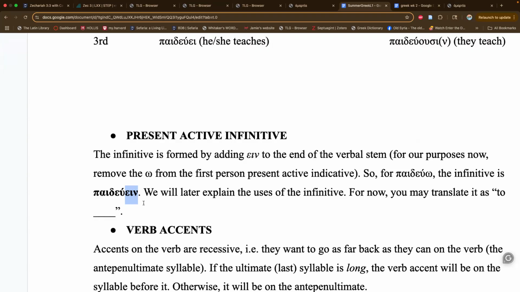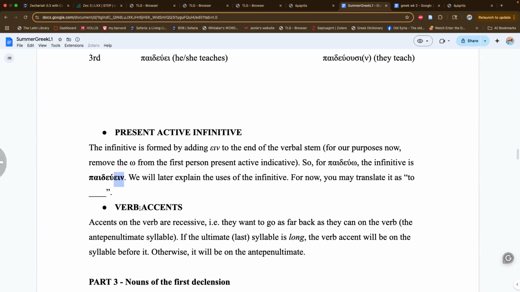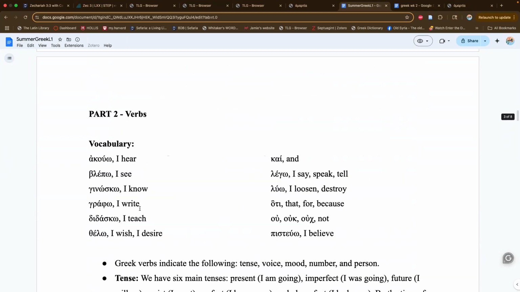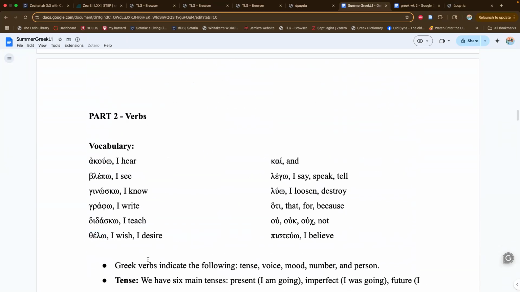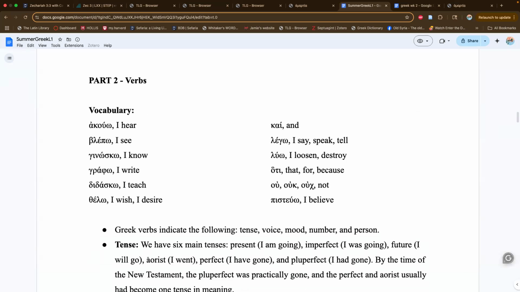We won't deal with the uses of the infinitive right now because there are a lot, especially in New Testament Greek, because they're borrowing uses from other languages that use the infinitive. But generally, where you're really going to see it in the lesson is with the word thelo. So, for example, thelo akouein instead of akouo. Thelo akouein is I wish to hear. Thelo blepein, I wish to see.